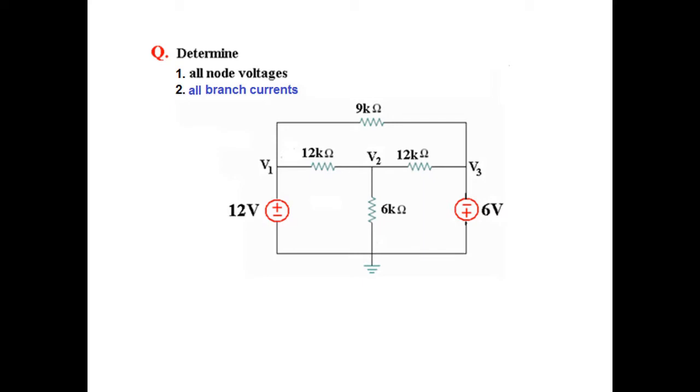Now another example. In this case we have to find the node voltages V1, V2 and V3, all node voltages, and also we have to find all branch currents. So current in this branch, in this branch, in this branch, in all the branches we have to find the current. So let's first find out the node voltages.